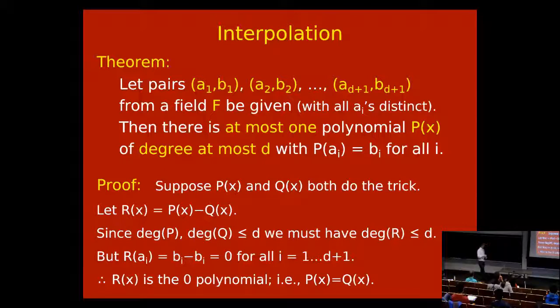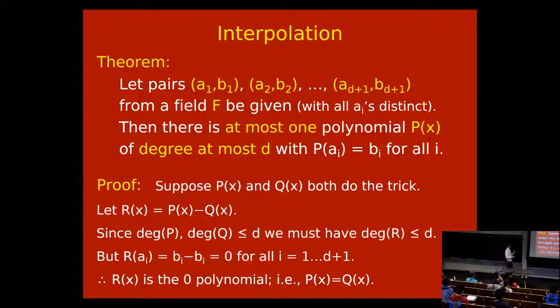Okay, so let's say p and q both fit the data. You just let r of x be their difference, p of x minus q of x. Now, if you take 2 polynomials whose degree is at most d, and you subtract them, you cannot suddenly get a power that's bigger than d. So r has degree at most d. But now r, if you plug in all the ai's, you always get 0, because by definition, p on ai gives you bi, and q on ai gives you bi. So you always get 0.